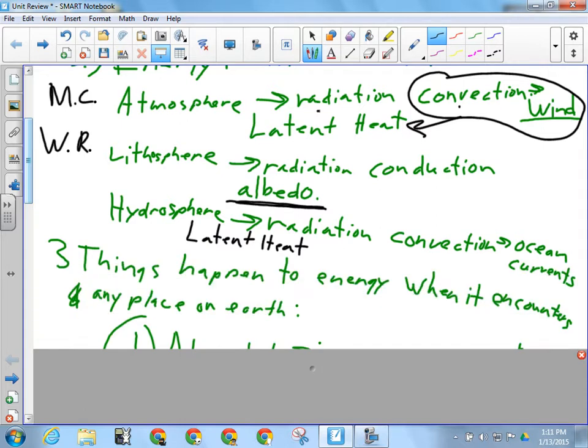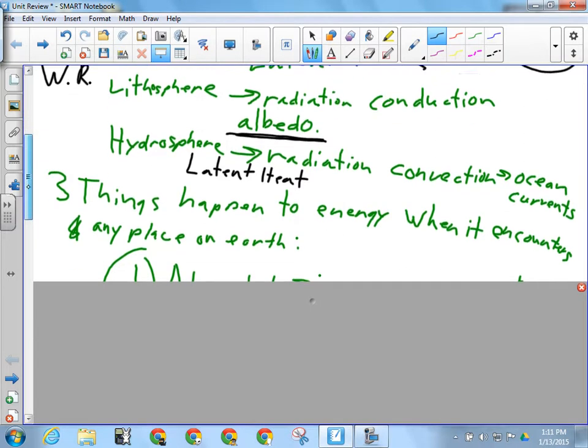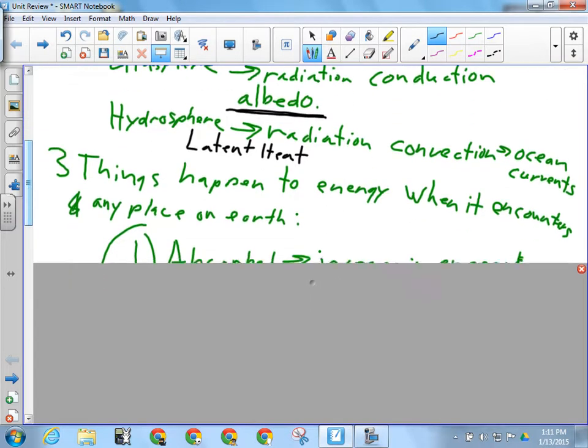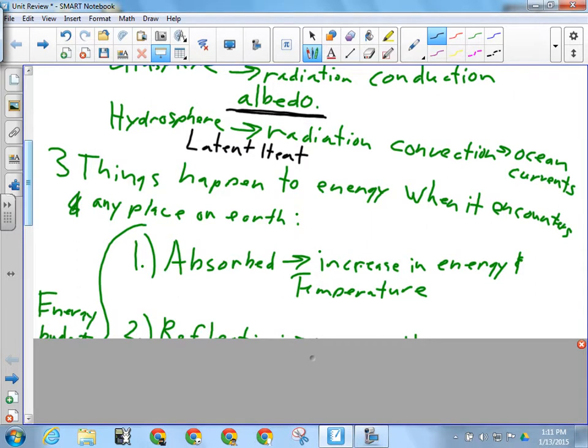We talked about this just a minute ago. Three things that happen to energy when it encounters any place on Earth. Any place on Earth. It can be absorbed, and if it's absorbed, there'll be an increase in temperature.